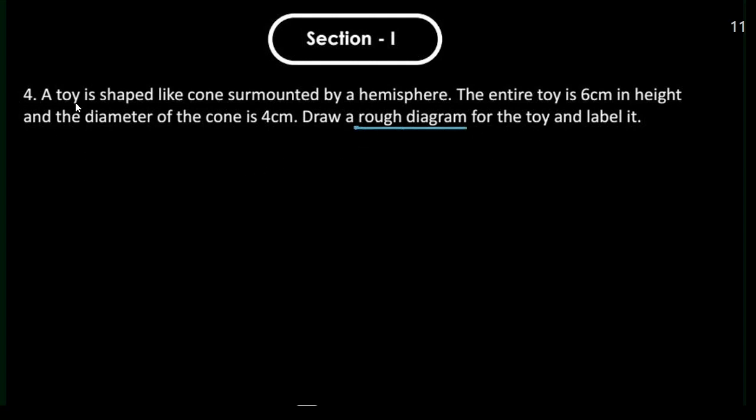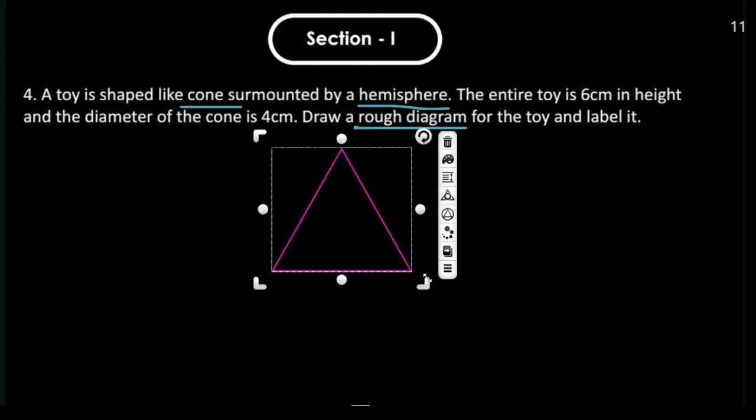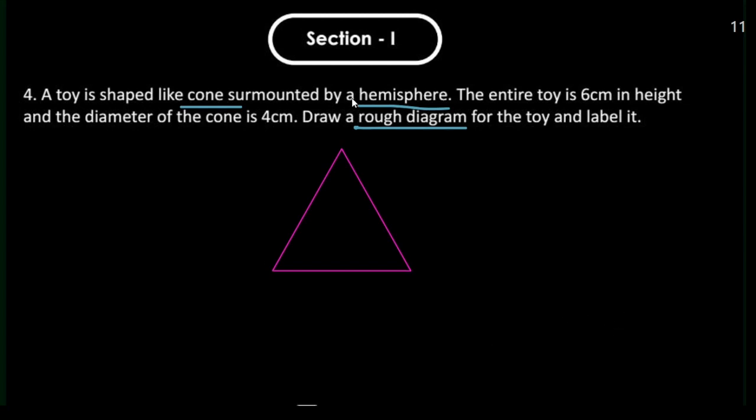Now, what he said, a toy shaped like a cone surmounted by a hemisphere. So here a toy, okay, and now it is surmounted by what? He mentioned a hemisphere, surmounted by a hemisphere, right? Then the hemisphere will look like this, right? Now, this is the diagram. Here, he said label it, right? Here, he's asking us to label it.